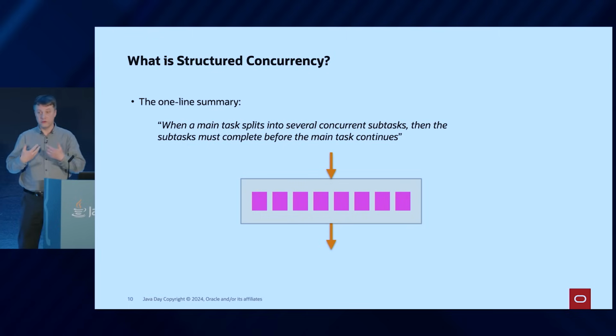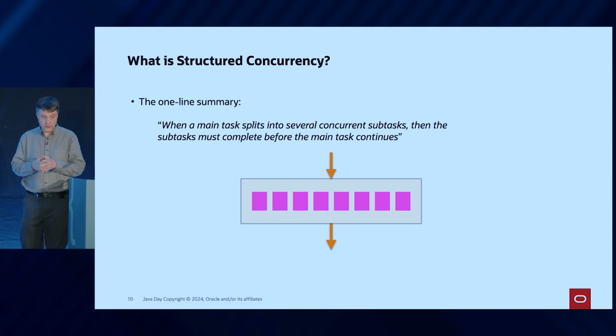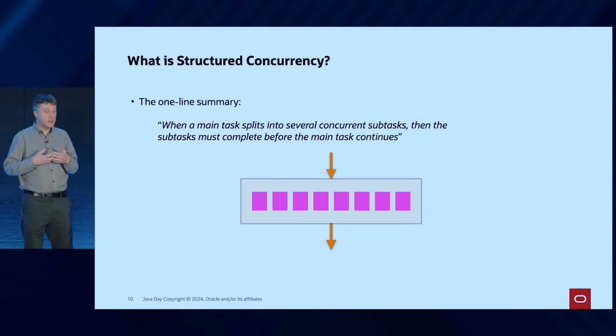So this is what structured concurrency is all about. If you were to put it all into one line, it's if a task were to split into several concurrent subtasks, then those subtasks complete before the main task continues. Now, in terms of where does this term actually come from?